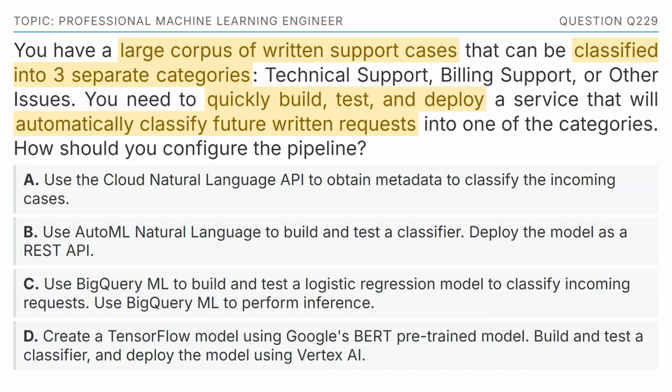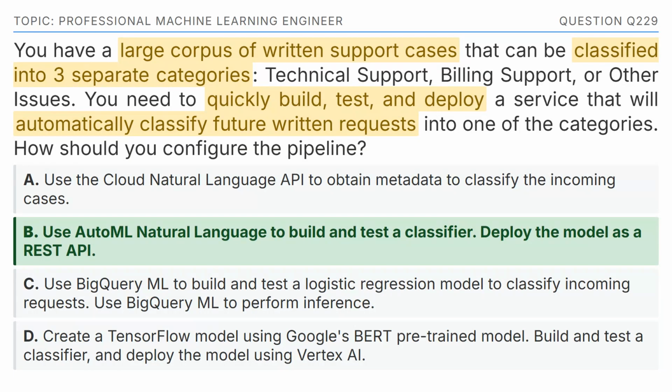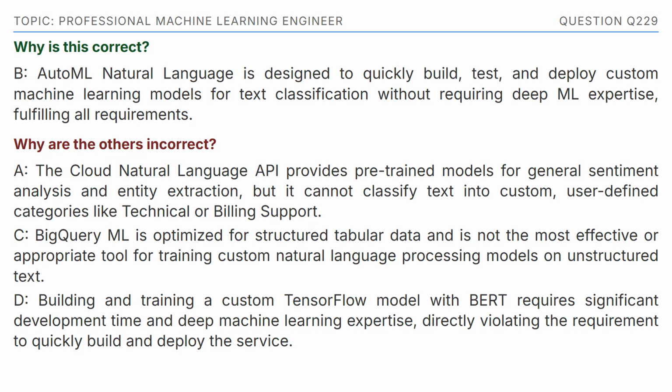To arrive at the correct answer, we focus on the keywords, large corpus of written support cases, classified into 3 separate categories: quickly build, test, and deploy, automatically classify future written requests. The correct answer is option B, use AutoML Natural Language to build and test a classifier. Deploy the model as a REST API. Why is this correct? B. AutoML Natural Language is designed to quickly build, test, and deploy custom machine learning models for text classification without requiring deep ML expertise, fulfilling all requirements. Why are the others incorrect?